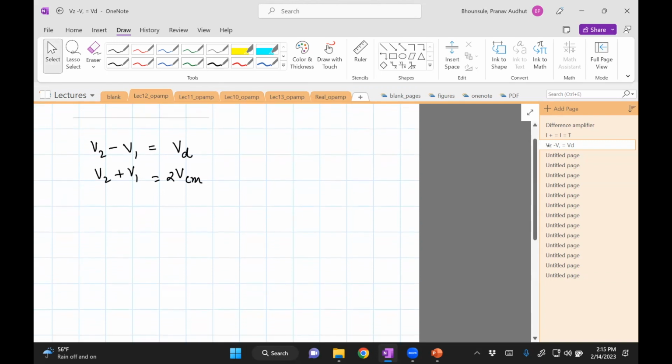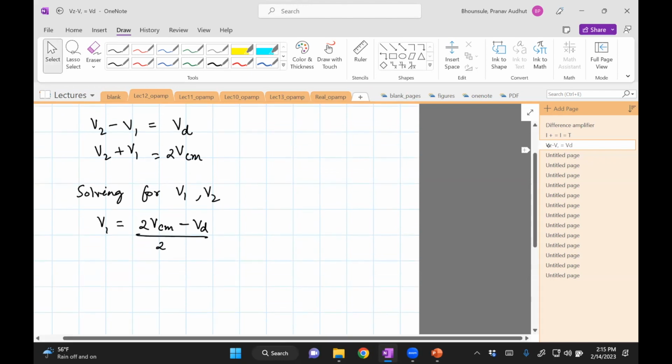Okay, so solving for V1, V2, from those two equations, we can write. For example, if you sum the two, you'll get V2. If you subtract the first from the other, you'll get V1. So doing that, we have V1 equals 2 VCM minus VD, divided by 2.